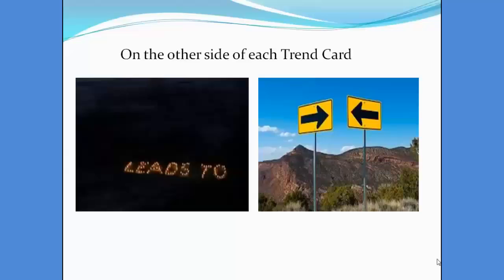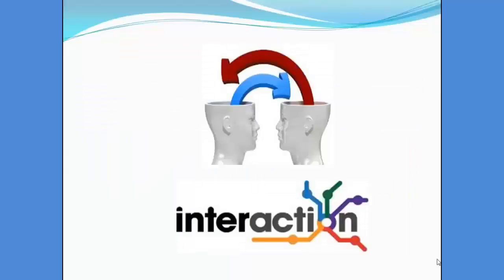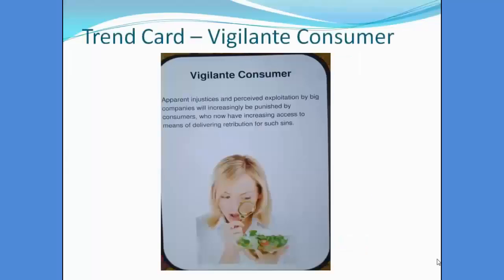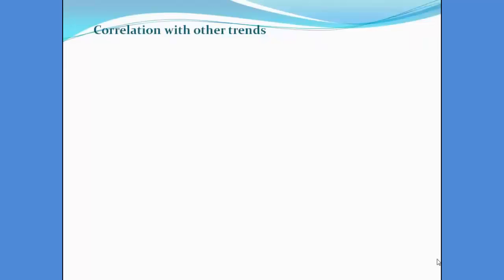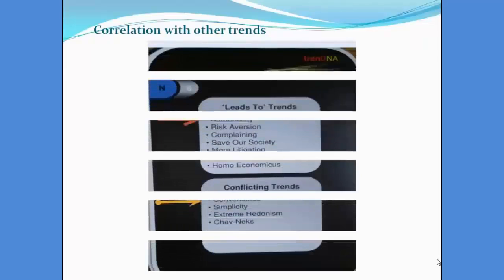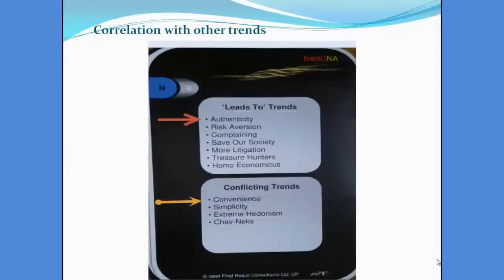The real insight of trend watching is that it is not trends by themselves that matter, but their interaction with each other. Let us take just one example from the trend of Vigilante consumer. The trend itself is interesting, but what complicates the issue is the way it correlates with the other trends. It leads to authenticity and 6 other trends. But it also contradicts convenience and 3 others.